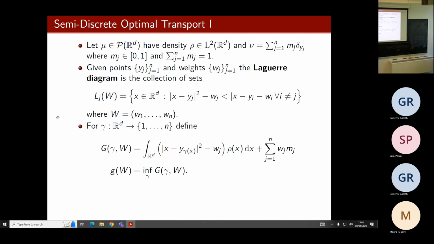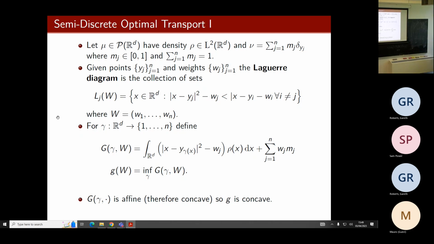Right, okay, so my next comment is that each of these G's, if I fix my gamma and just look at my W, is an affine function. So essentially, we're basically linear in W.